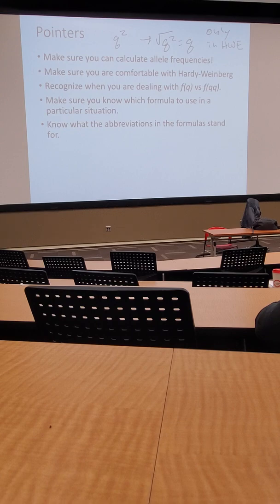So recognize when you're dealing with this, when you're dealing with an allele versus a genotype. And I would add here, when you're dealing with the next generation. F prime or Q prime, anything prime is the next generation. So you're going to be given all of these formulas, the mutation formula, migration formula, the huge table that describes fitness. Make sure you know when to use them.